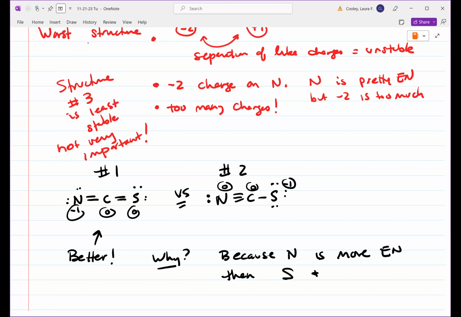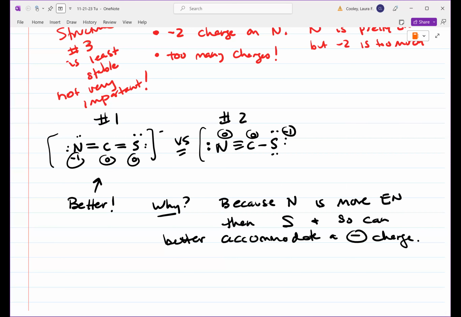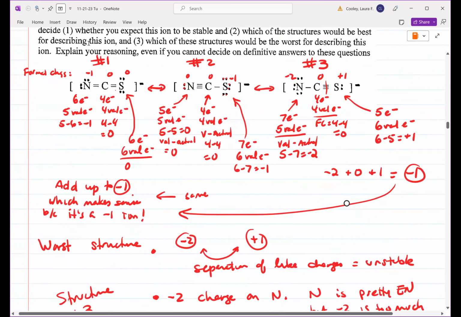And I'm going to add, and so can better accommodate a negative charge. And you have to have a negative charge somewhere in this ion because you have a negative charge overall. In fact, I should be putting negatives on all of these, right? So I should have done that up here as well. Well, I did it up there. Good.